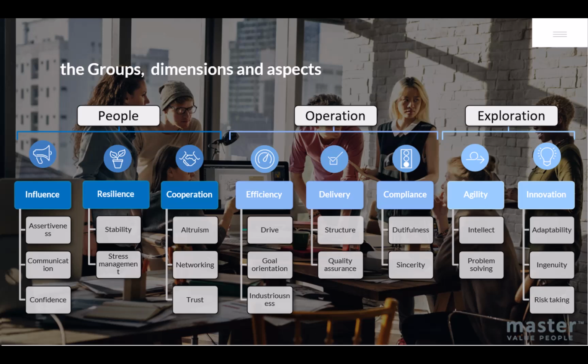Here's what the structure looks like schematically. The groups are named People, Operation, and Exploration. The blue sections in the middle are the dimensions, and the aspects appear in gray at the bottom. We'll go through each of them in more detail.